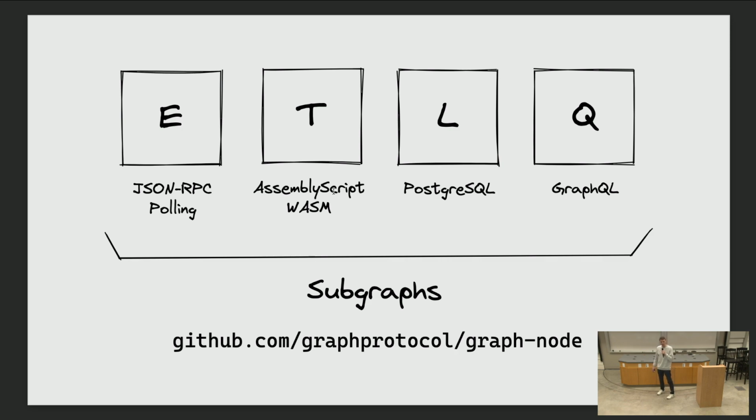So what you see here is our current stack, or our V1 stack, where at the extraction layer, you had JSON RPC polling of archive nodes, and then you transform that raw data with AssemblyScript, which is like JavaScript. And then those transformations get loaded into a Postgres database, and then you query it with GraphQL.